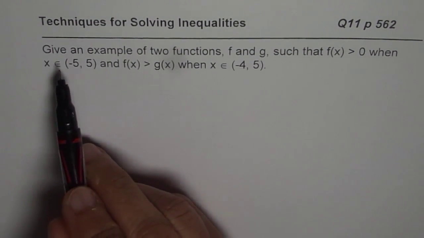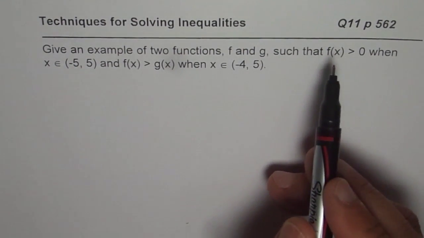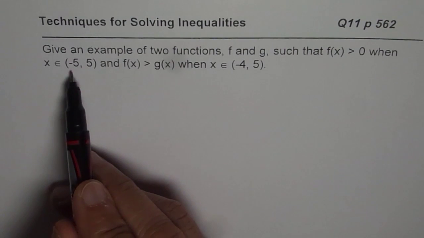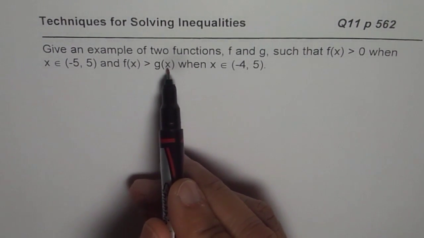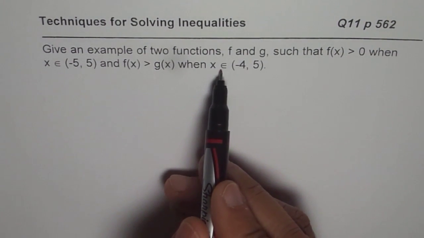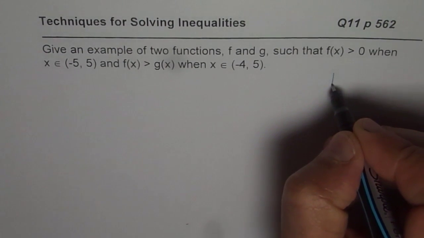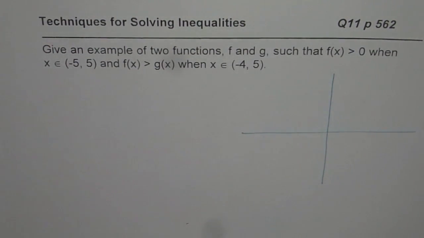Question is, give an example of two functions f and g such that f of x is greater than 0 when x is between minus 5 and plus 5, and f of x is greater than g of x when x is between minus 4 and 5. So that is the question, right? It's a very interesting question. Therefore, no doubt that many students have difficulty in solving this. I hope my solution helps you to understand the solution.